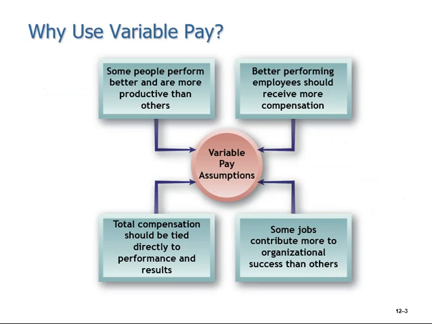There are four assumptions that are made as it relates to variable pay. One, some people perform better than other people, right? Two, better performing employees should receive more compensation than their counterparts. Three, some jobs contribute more to the organization's success than other jobs. And four, total compensation should be tied directly to the performance results of a person. These are four common reasons why variable pay is useful. It helps bridge the gap between a person's fixed pay and rewarding and incentivizing them to work harder for the organization and to do more.